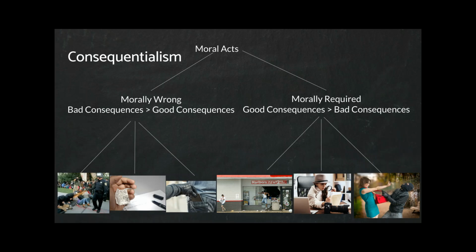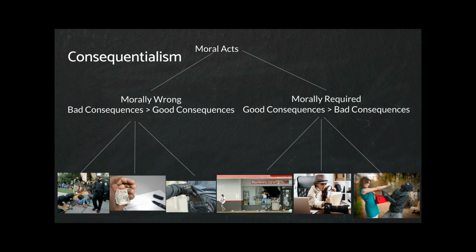So if you think back to when we were looking at the ethical space of how we theorize about ethics, we've got all these different actions along the bottom, and we want to know, well, which of those are the morally good actions, which are the morally bad actions? Well, consequentialism is one theory for sorting those actions into different kinds. So consequentialism says, look, some actions are morally wrong, and other actions are morally required. You're morally obligated to do them.